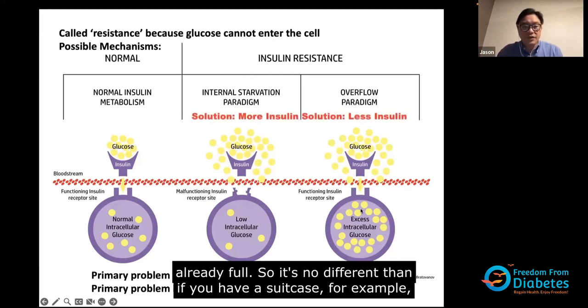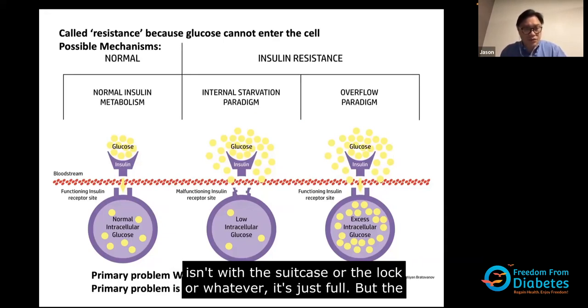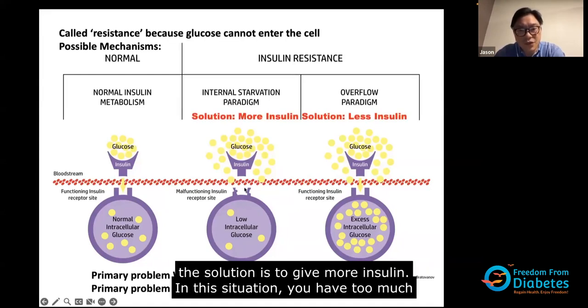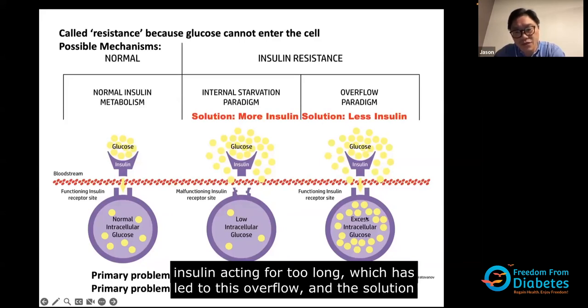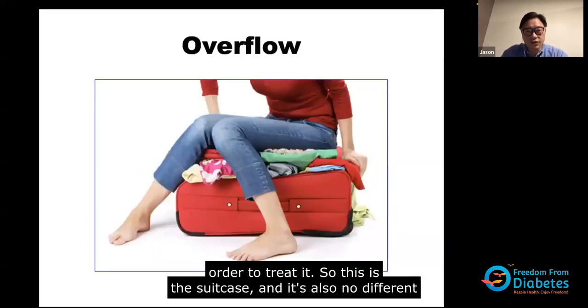So it's no different than if you have a suitcase, for example, and once you fill it up, you can't put any more in. The problem isn't with the suitcase or the lock or whatever, it's just full. But the implications are very different, because if you have an internal starvation situation, the solution is to give more insulin. In this situation, you have too much insulin acting for too long, which has led to this overflow, and the solution is less insulin. So it's a very, very important thing to understand in order to treat it.